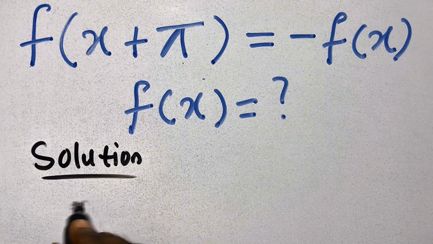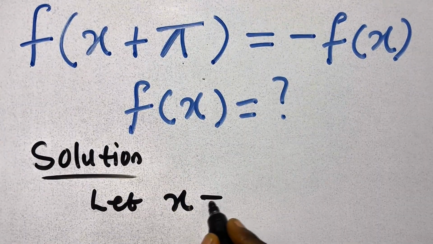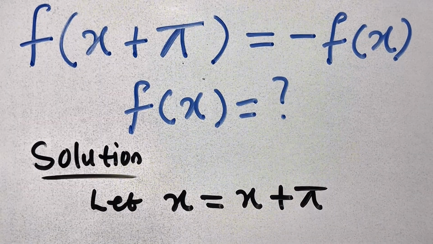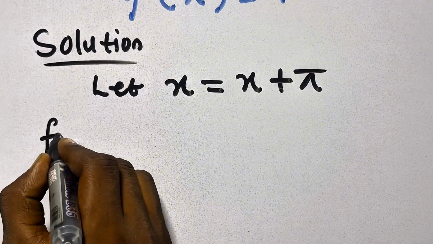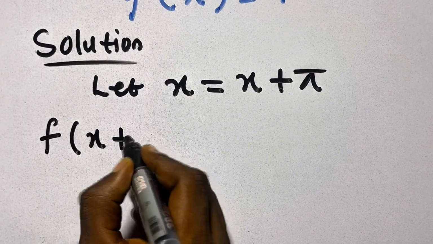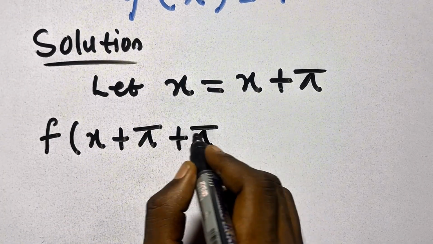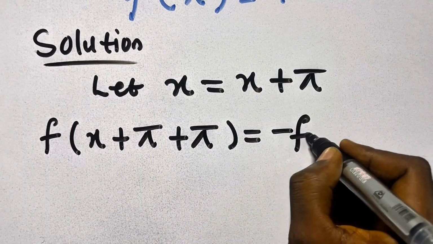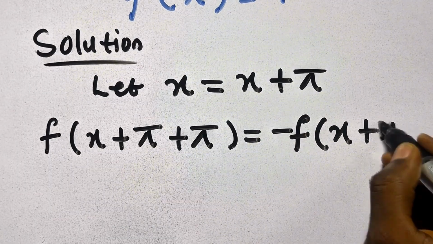So our first step is to let x, this is our domain, equal x plus pi. All right. So if we let x equal this, our given function will become f of x plus pi. All right. This is for x. Then don't forget we had pi in the domain already. So equals minus f of x. So instead of x, we are going to put x plus pi.